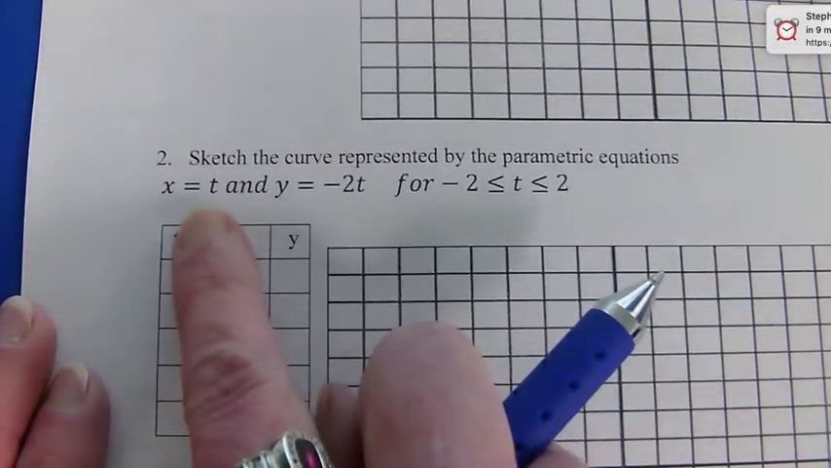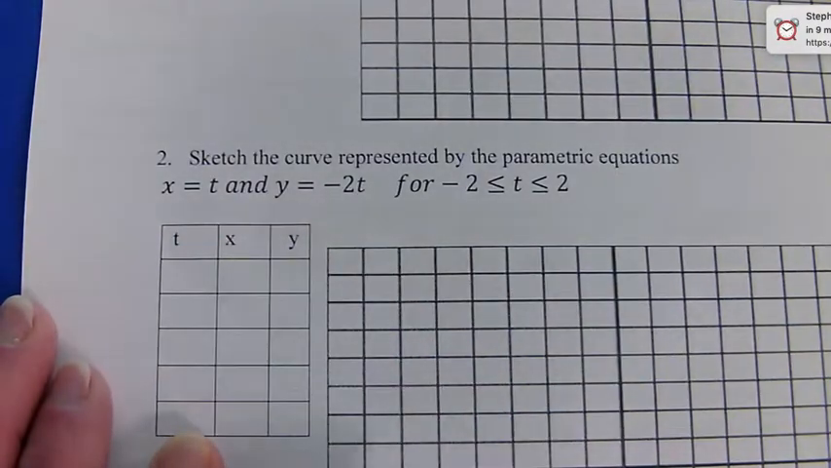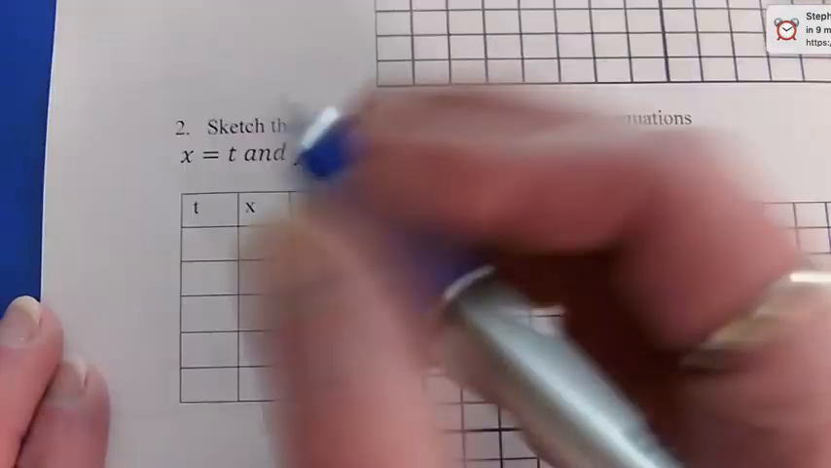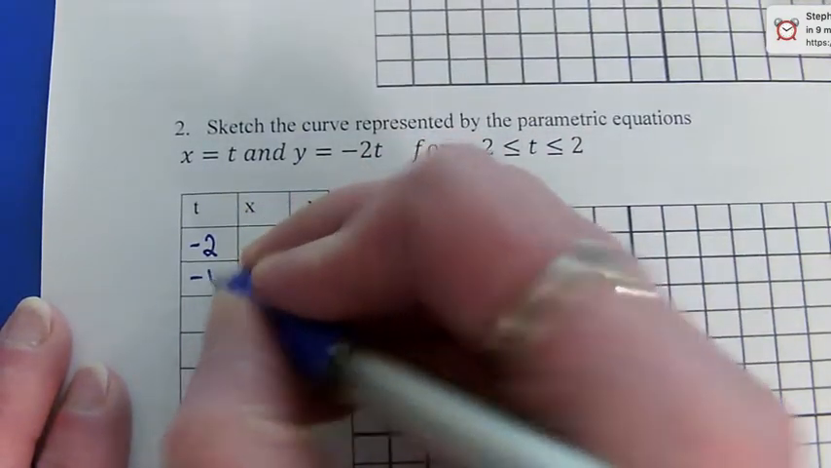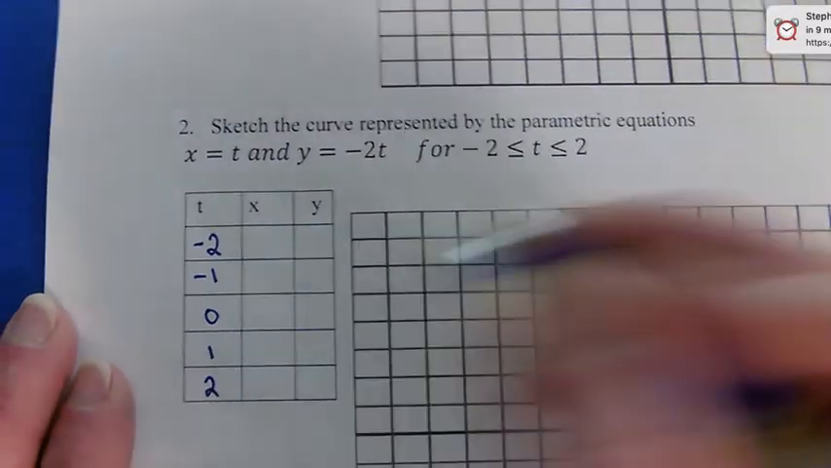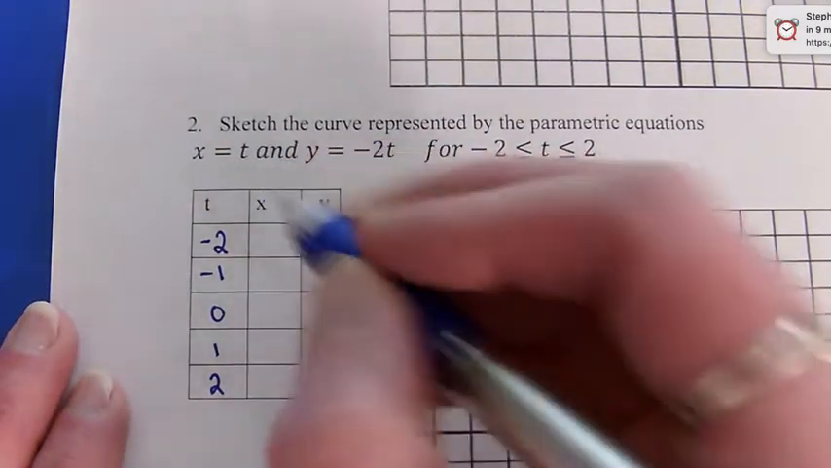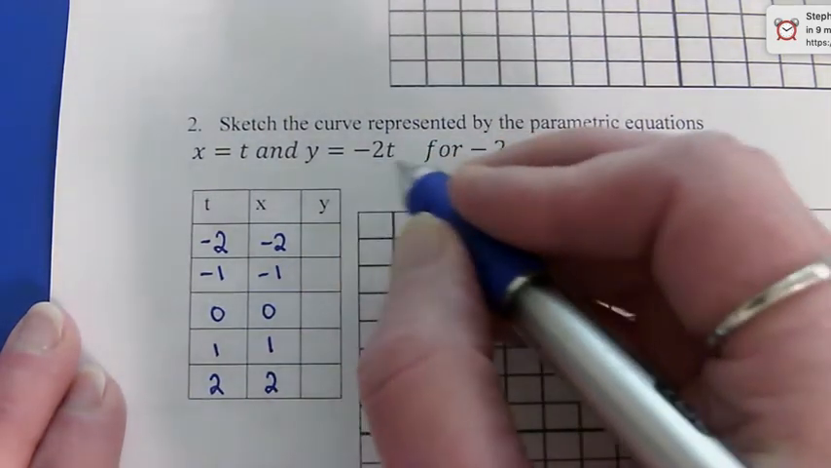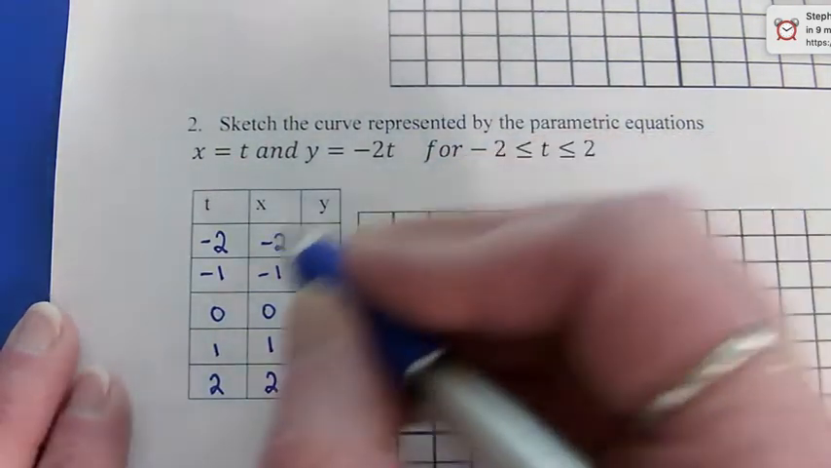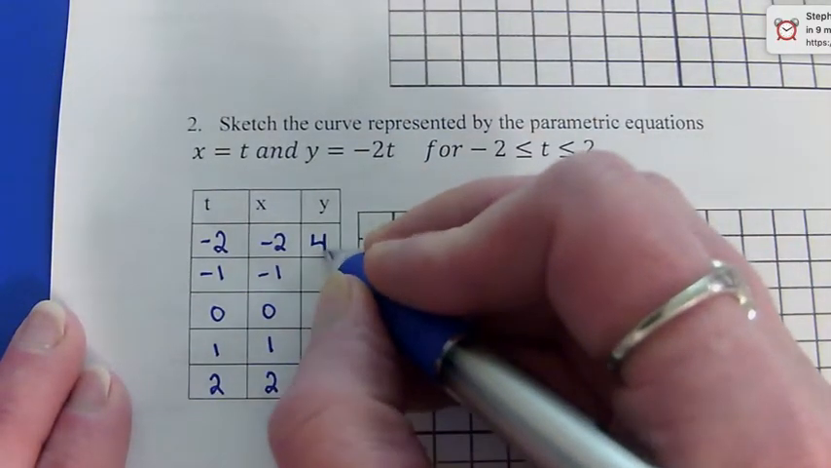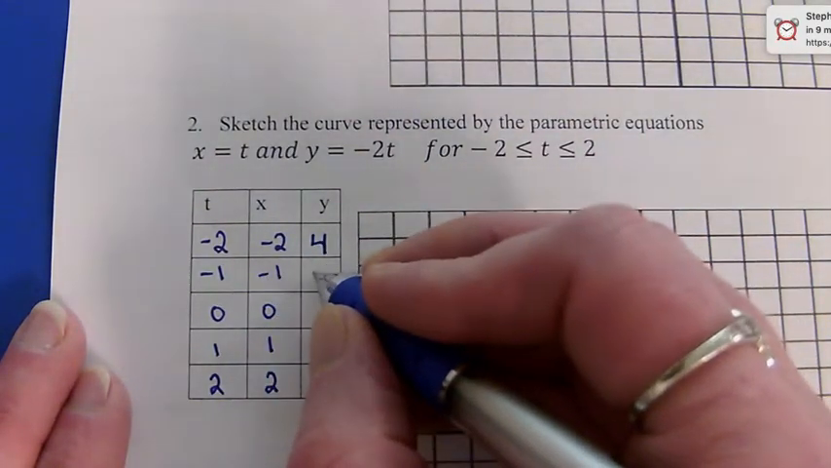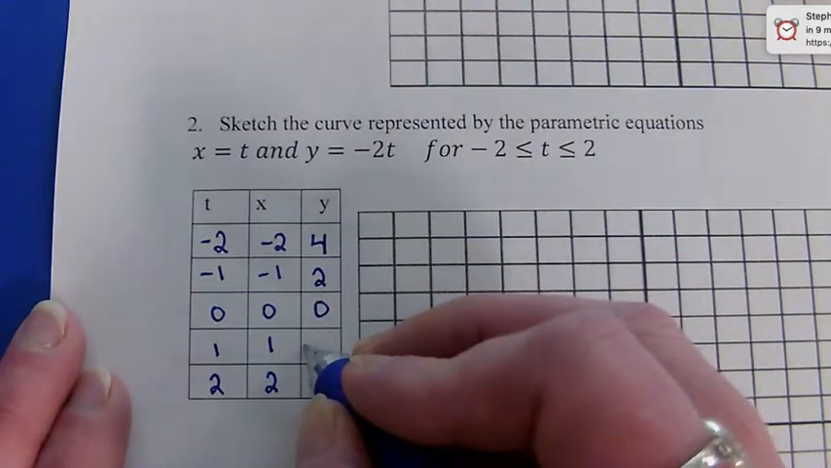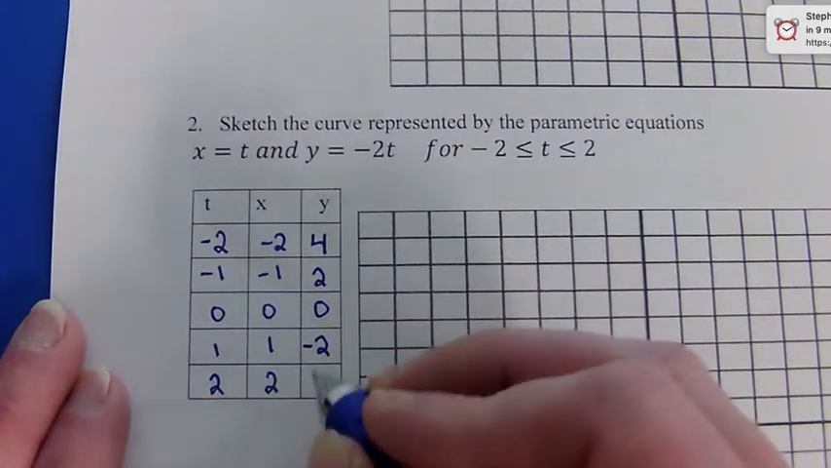Okay, so we want to plot this. Oh, they didn't fill in the table for us. Well, we're going from -2 to 2. So that means this is -2, -1, 0, 1, 2. The x-coordinate is just t. Oh, that's awesome. The y value is -2 times t. So -2 times -2, -2 times -1, -2 times 0, -2 times 1, -2 times 2.